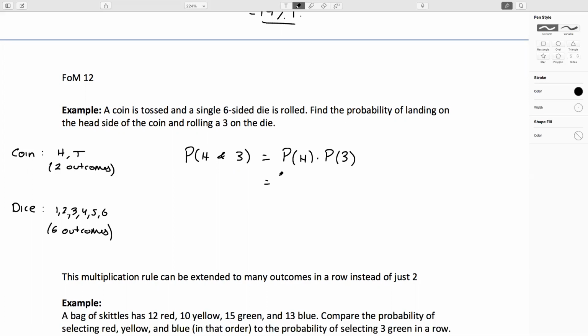Probability of getting a head is 1 over 2. Probability of rolling a 3 is 1 over 6. So our total probability is going to be 1 in 12, which is about 8.3%.